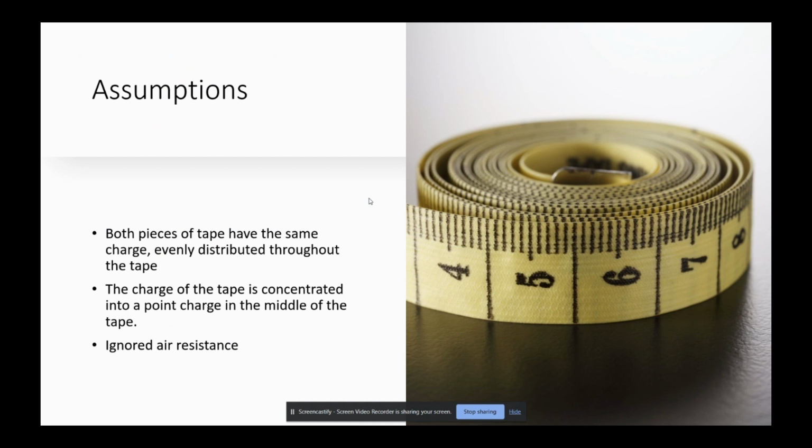Some assumptions made in this lab include assuming that both pieces of tape have the same charge evenly distributed throughout the tape. The charge of the tape is concentrated into a point charge in the middle of the tape, and we ignored air resistance.